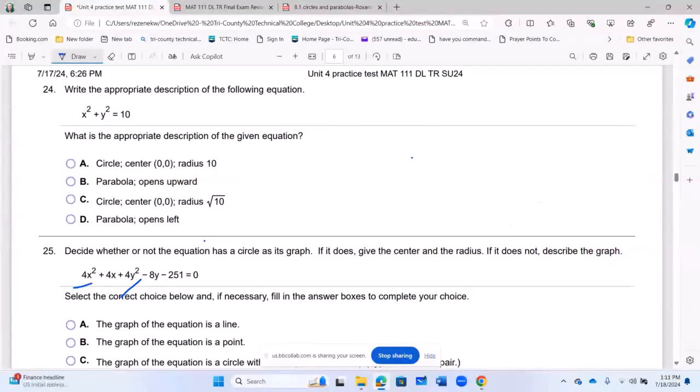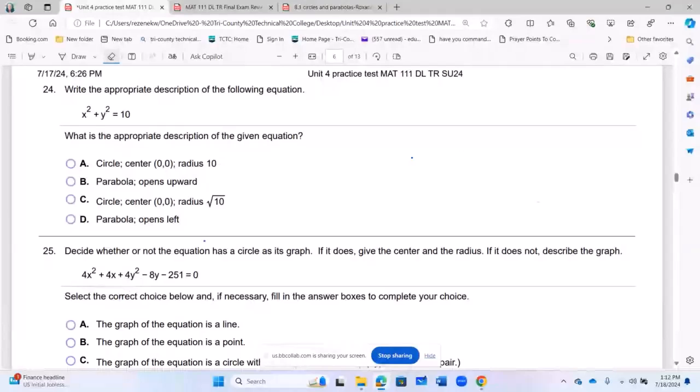Because the question says, decide whether or not the equation has a circle as its graph. If it is, give the center and the radius. If it does not, describe the graph. So I already know it's a circle. And then the next step is to group the x and group the y and complete the square.